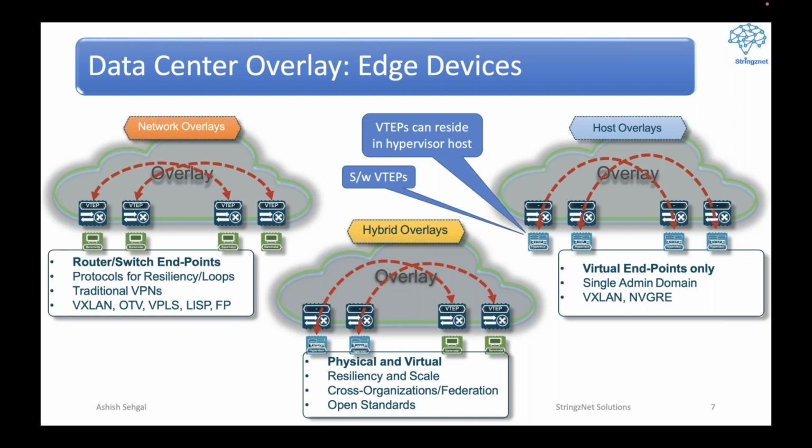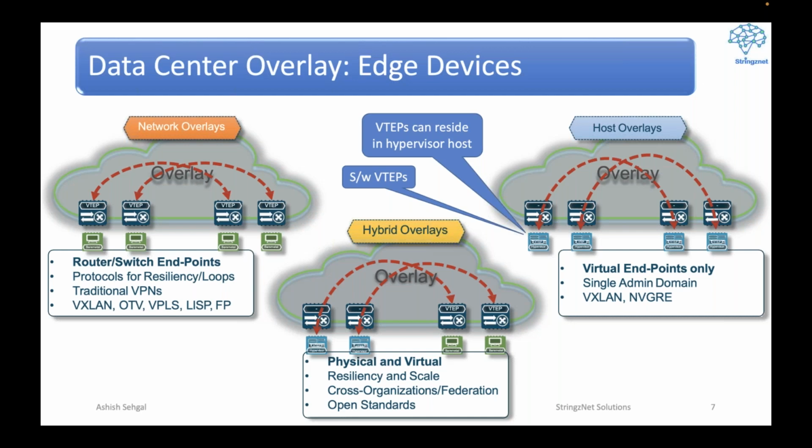But VXLAN provides us leverage to create tunnels using different kinds of devices. Over here, the devices can be physical devices. The devices can be virtual devices. Devices over here means switches. So switches can be physical, switches can be virtual, switches can be a mixture of both physical and virtual.